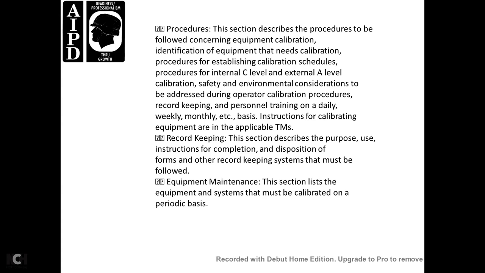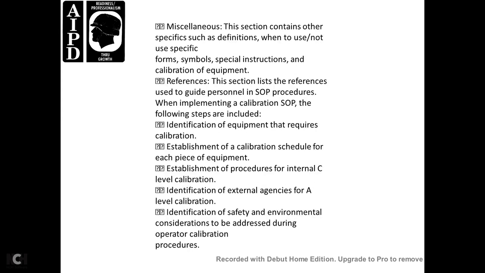equipment that needs to be calibrated, calibration procedures, establishing a calibration schedule, procedures for internal C-level and external A-level calibration, safety and environmental considerations to be addressed during the operating calibration procedures, record keeping, personnel training on a daily, weekly, monthly basis, etc. Basis of instruction for the calibration equipment, the applicable technical manuals. Record keeping section, which describes the purpose of using the instruction, completion of the disposition forms, and the record keeping system that must be followed. Equipment maintenance section, which lists the equipment systems that must be calibrated on a periodic basis.